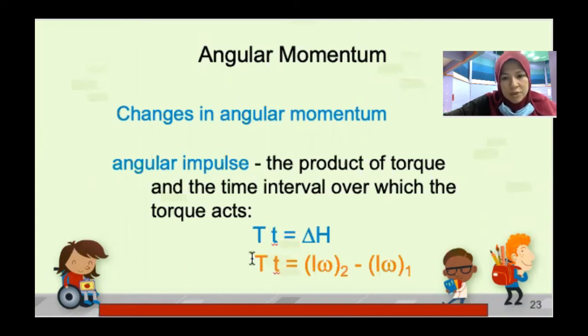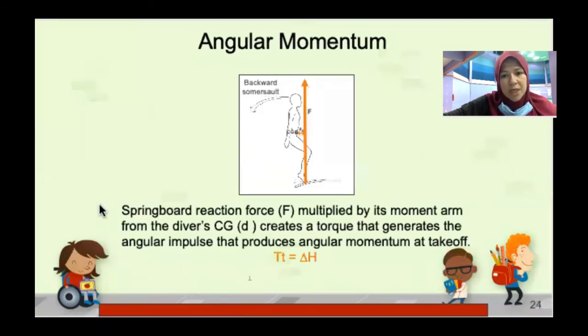Okay. So ini menunjukkan kata bila ada berlakunya perubahan dalam angular momentum tadi, akan ada kehadiran angular impulse. So angular impulse ni disebabkan oleh product of torque and the time interval over which the torque acts. Okay. So dalam angular momentum, dalam keadaan tadi kita tengok gimnastik ke, kita tengok divers ke, dia nak buat backward somersault. Okay, dalam atas springboard, reaction forces akan terlibat.